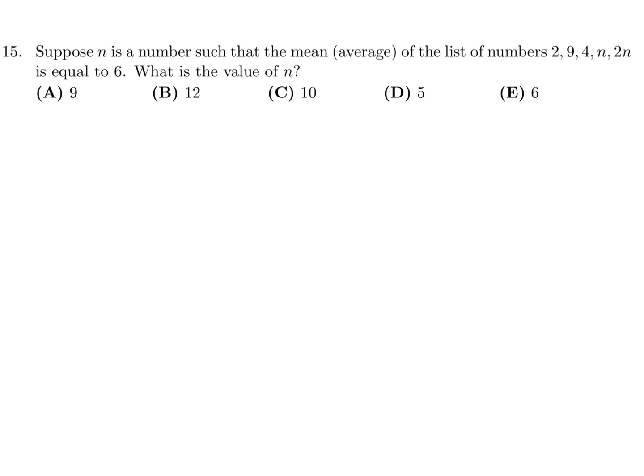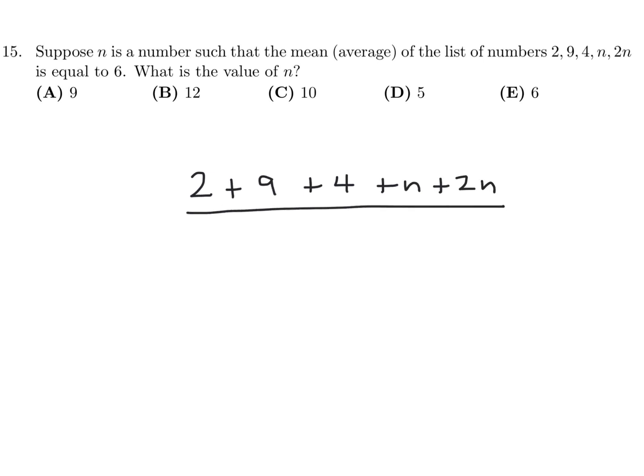Suppose n is a number such that the mean of the list of numbers 2, 9, 4, n, 2n is equal to 6. What is the value of n? So you guys know how to calculate the average of numbers, right? You add them. So in this case, we're adding 2 plus 9 plus 4 plus n plus 2n. And you divide by how many numbers there are. Well, there's 1, 2, 3, 4, 5 of those guys. And they're saying I've already calculated that as being 6. So there you go. That's the algebra you'd have to solve.